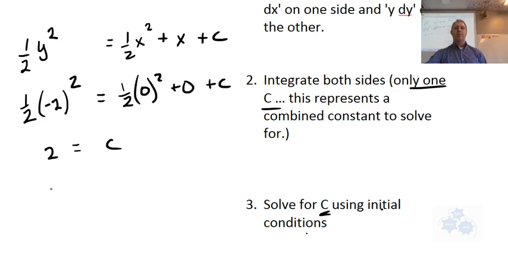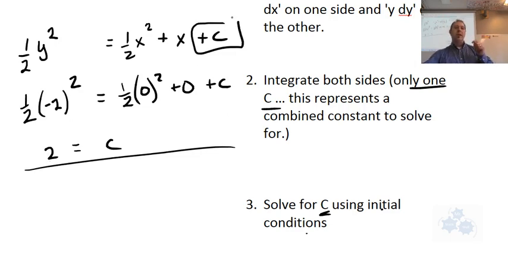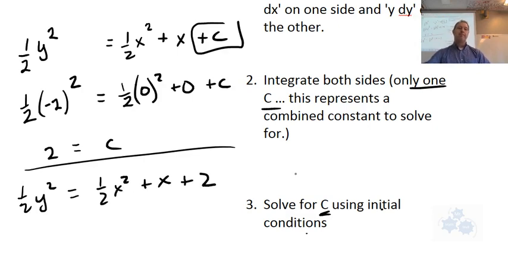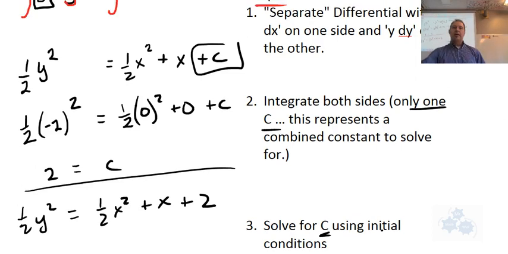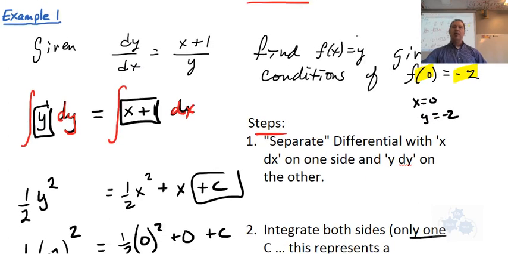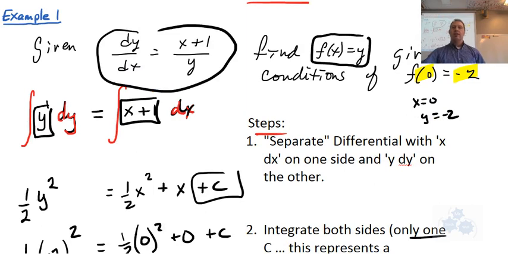All right. So if the constant is 2, and this is really important, now I can put the 2 in for the constant here, but I'm going to rewrite everything the same. So it's going to look like 1/2 y squared equals 1/2 x squared plus x plus 2. Now, that's step 3. I'm not quite done because the question says find the original function that yields this derivative with this initial condition.